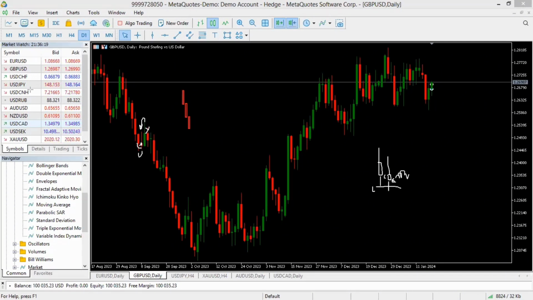Seeing this, let me number them, that will help. So this is 1, this is 2, this is 3. So candle 3 closed below candle 2. So for candle 4, on the 4th day, I'm going to sell. So let's also say I sold, my market goes down. So candle 4 went down.